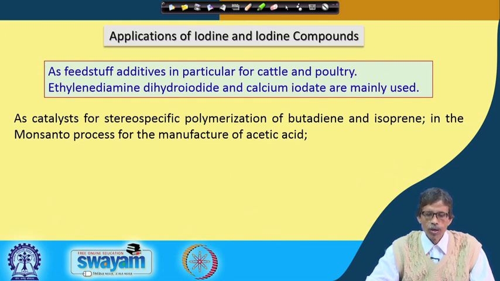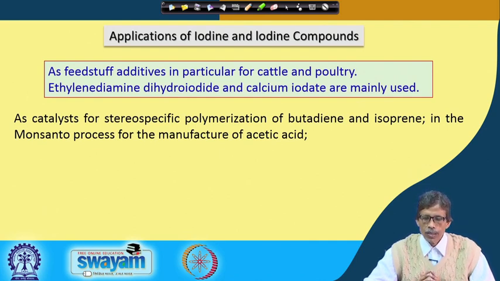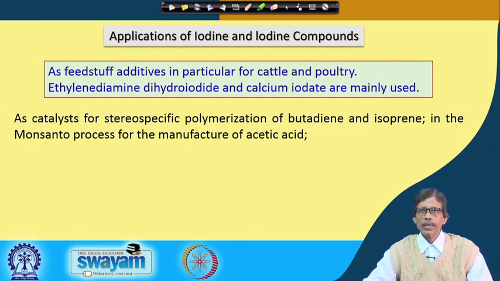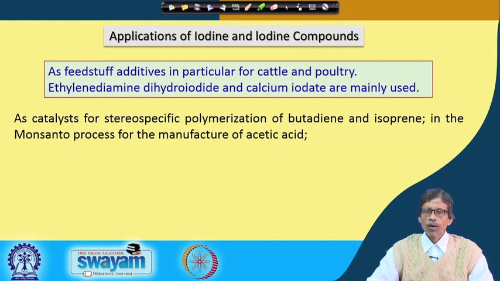If it is there, stereospecific polymerization is a very useful reaction for the polymerization process, and the polymerization industry is utilizing this for the polymerization of butadiene and isoprene. Isoprene, we all know, is the monomer for naturally occurring rubber material. So, iodine, hydroiodic acid and all these things, as we have seen earlier, can function as a very good catalyst.